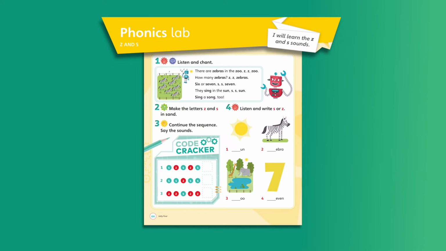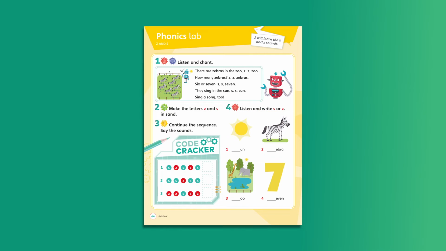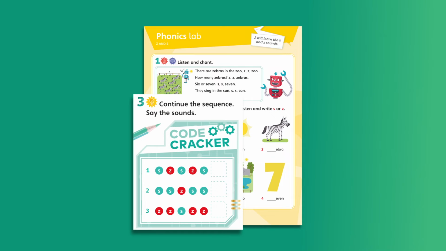In the Phonics Lab lessons, students at levels 1 to 3 learn new sounds by listening and practicing independently. The learning is supported by a chant and following the pronunciation video. The Code Cracker activity here practices identifying and continuing sequences.